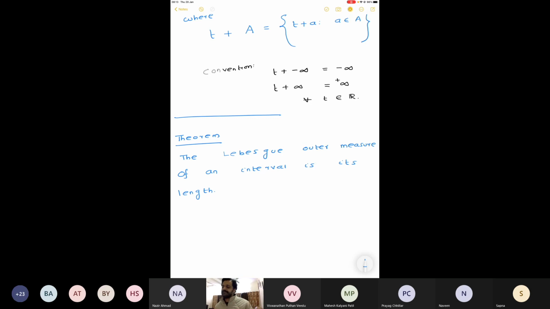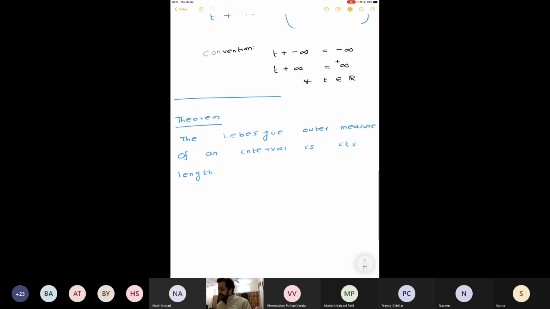Any interval, where even infinite intervals are being included, intervals of infinite length. Okay. So first we shall prove it for closed bounded intervals, and then we will extend it for any kind of intervals. Okay. Proof.